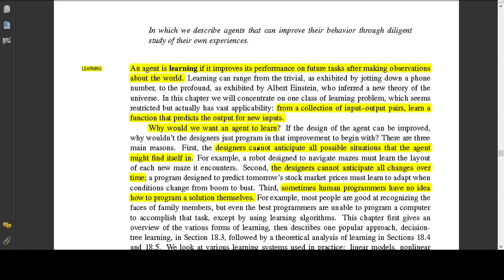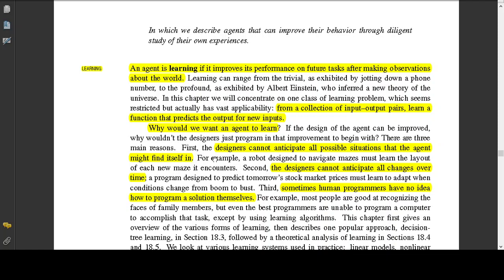Everything is predefined. But when we come to machine learning systems, this predefinition is not possible because they have to act like a human being. And these AI systems have to work with some undefined conditions, because when we develop an AI system, the designers cannot anticipate all possible situations that the agent might find itself in.